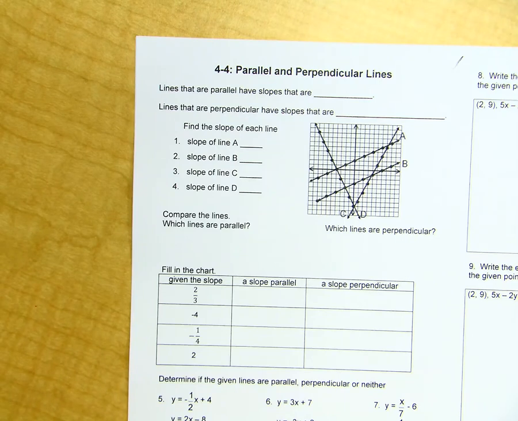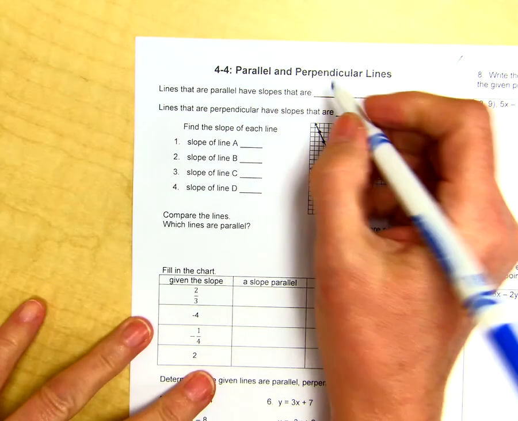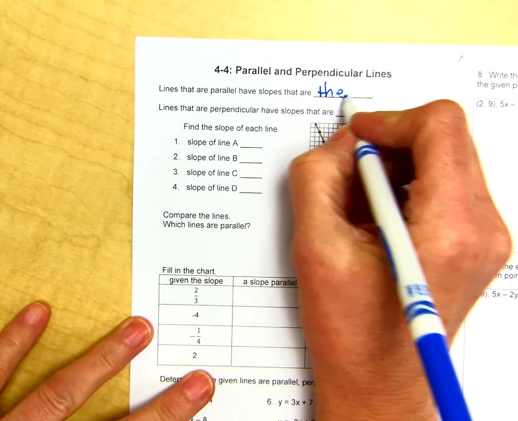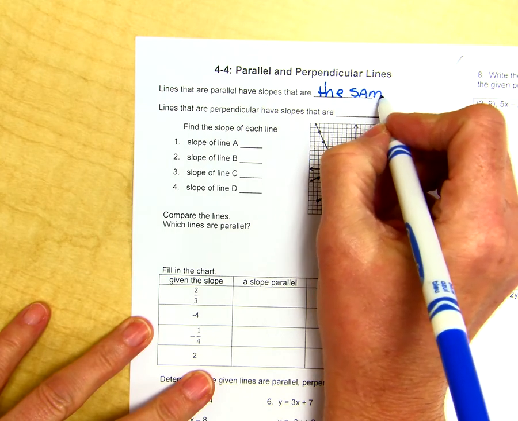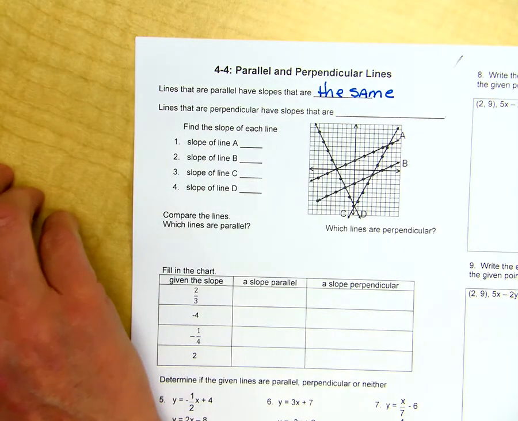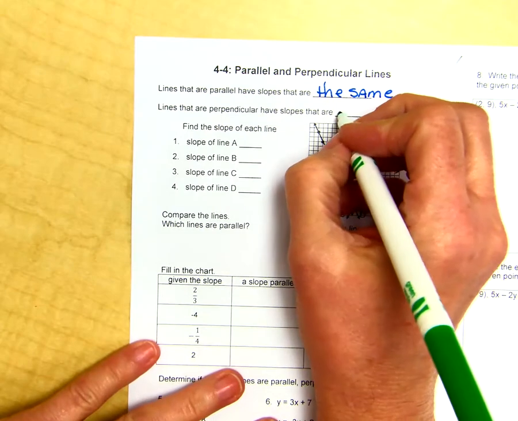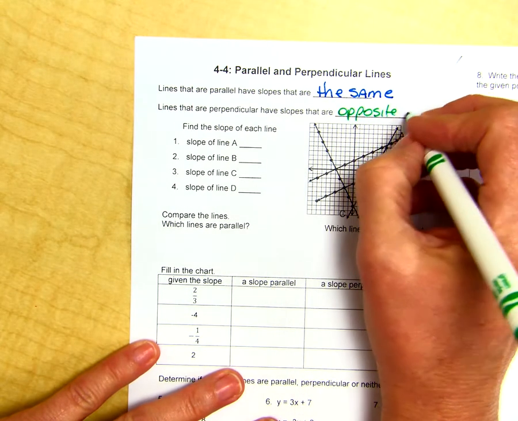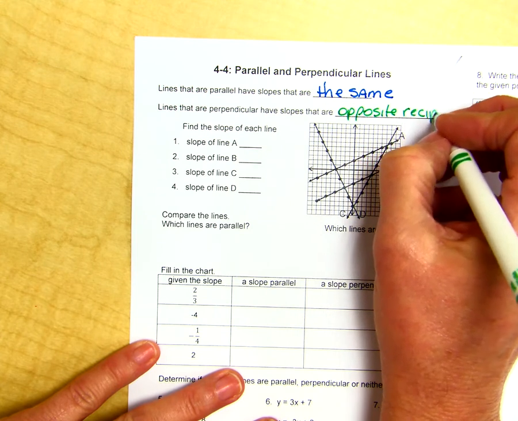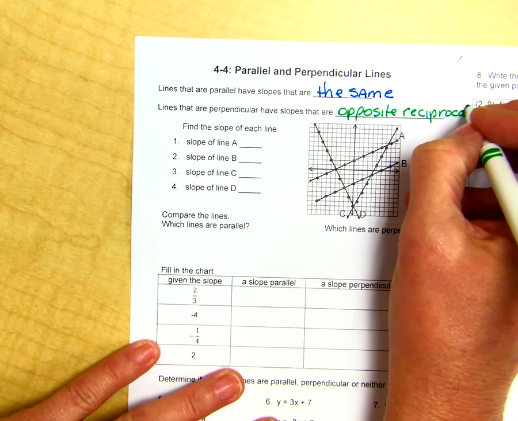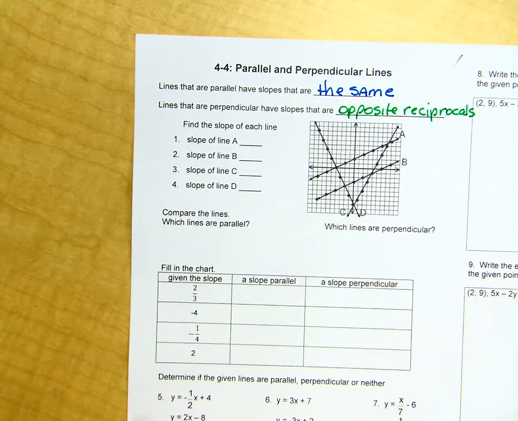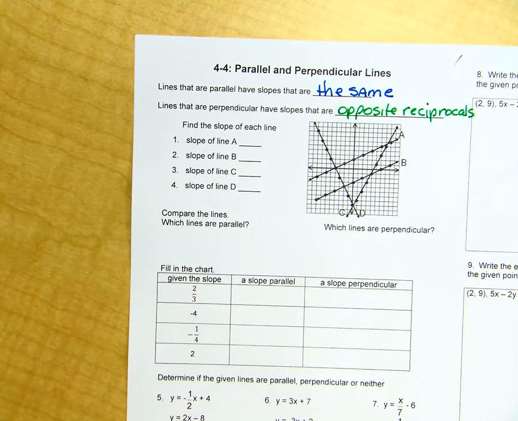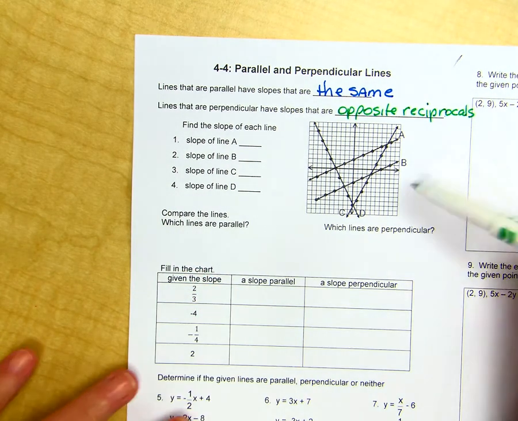In this video, we will be looking at parallel and perpendicular lines. Lines that are parallel have slopes that are the same, and lines that are perpendicular have slopes that are opposite reciprocals. For 1 through 4, they want us to find the slope of each line.